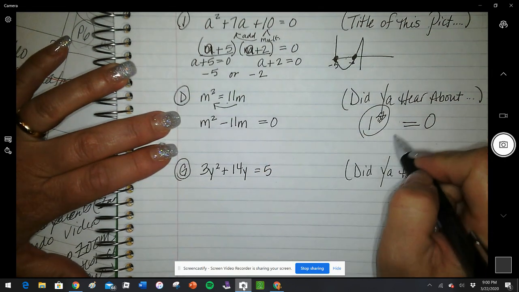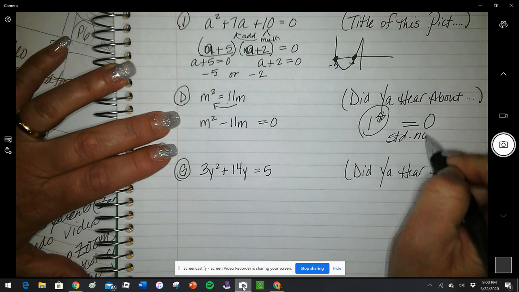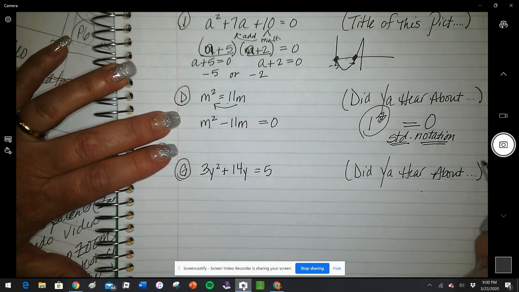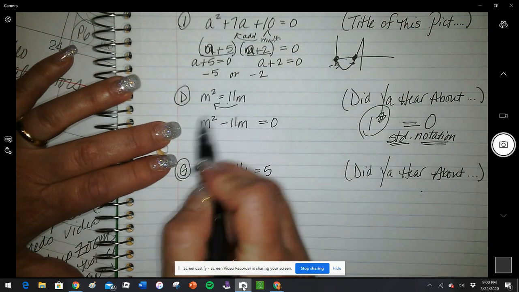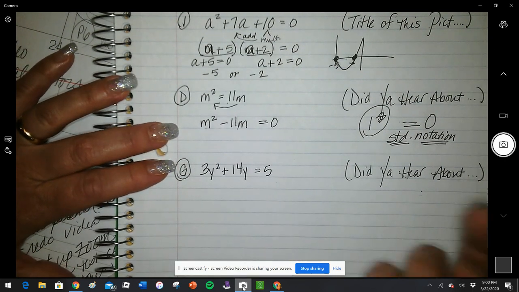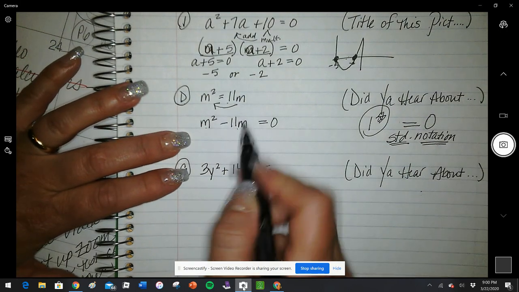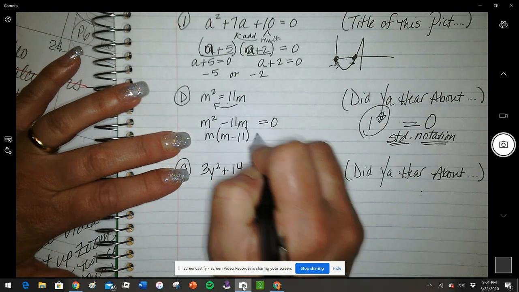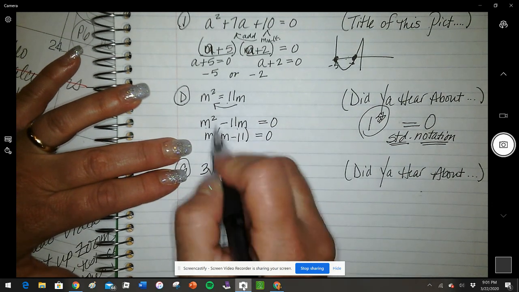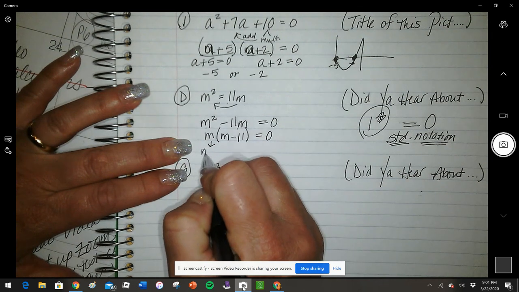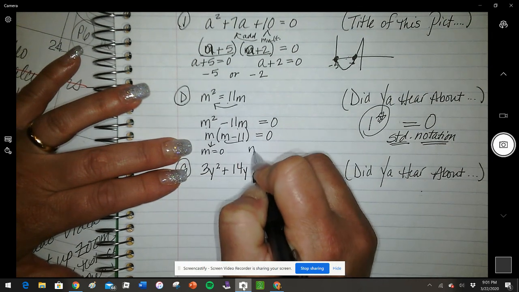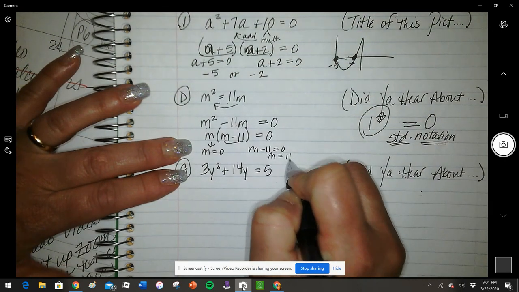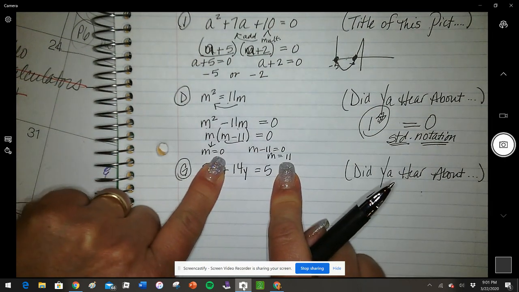Remember, you want to make sure that you put everything in standard notation. So there was a method to that madness when we talked about it before. Now that you're here, you have m squared minus 11m. We can GCF. What do these two things have in common? They both have an m. So let's take an m out. So I have m and then m minus 11. And here we go again. I know that m can equal 0 or m minus 11 can equal 0. So my two answers for this one are going to be 0 and 11.